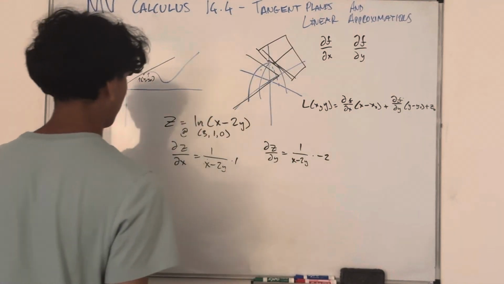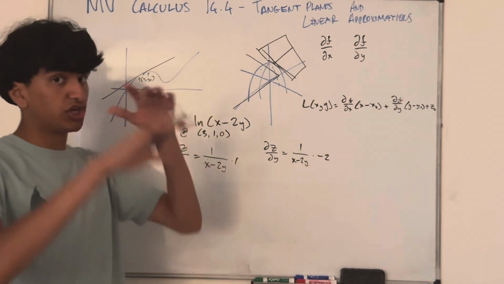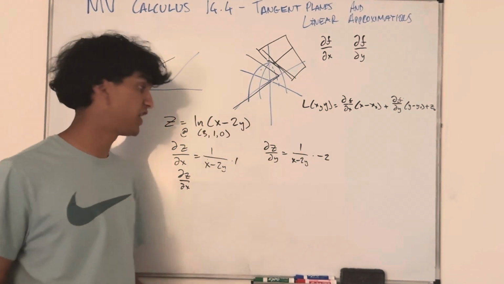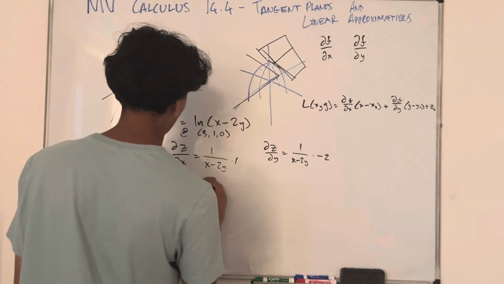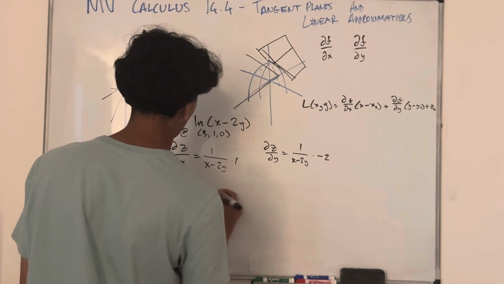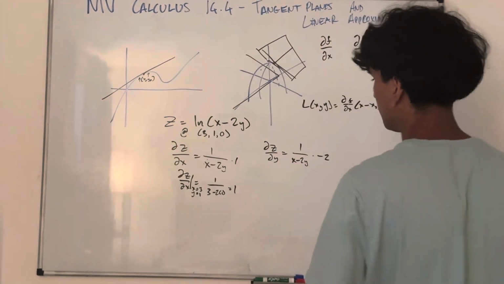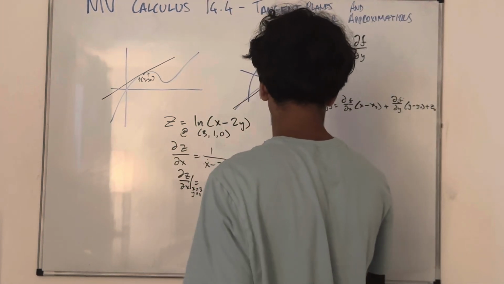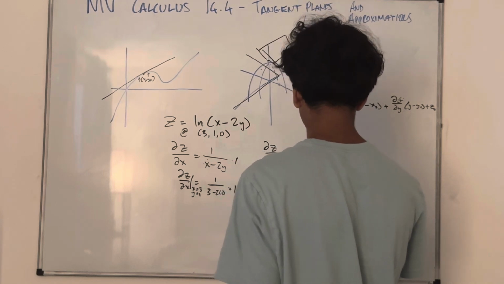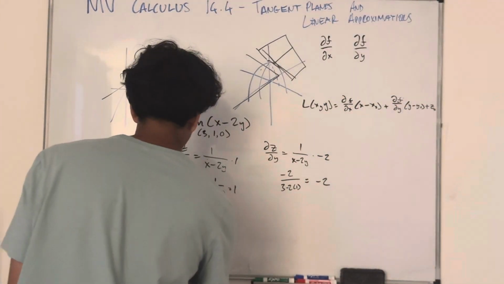So let's sub in. I'm taking the partial derivatives at this point, because the partial derivative will change all over the function, so I need to find the partial derivative at the point of tangency. At x equals 3, y equals 1: 1 over (3 minus 2 times 1) equals 1. Same thing here, I'm not going to do the nice notation because I'm lazy: negative 2 over (3 minus 2 times 1) equals negative 2, because the bottom turns into 1. So for my final answer, I would have my L(x, y).